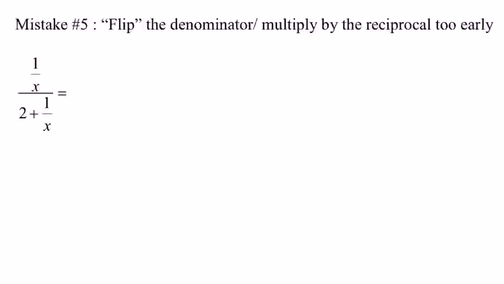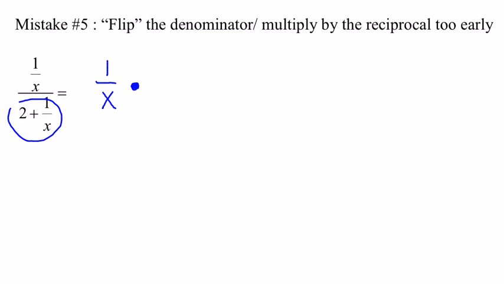Okay, the common mistake number 5 is that students often flip the denominator or multiply by the reciprocal too early. So let me go ahead and show you the mistake. You look at a complex fraction and you're like, oh, well, I know that this is going to be 1 over x, and I know that I keep that, and then I change the sign to a multiplication from a division, and then I just flip this last fraction here.